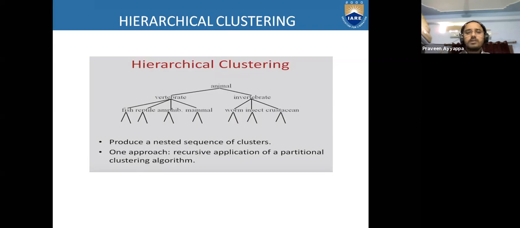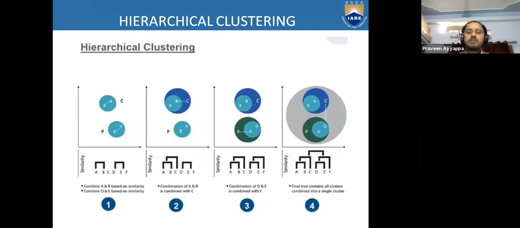And next I'm going to another example of the hierarchical clustering. So if you look at the first figure, we have six different objects, A, B, C, D, E, and F, where A and B are placed in one cluster, C is placed out, and E and D are placed in another cluster, and F is placed separately.